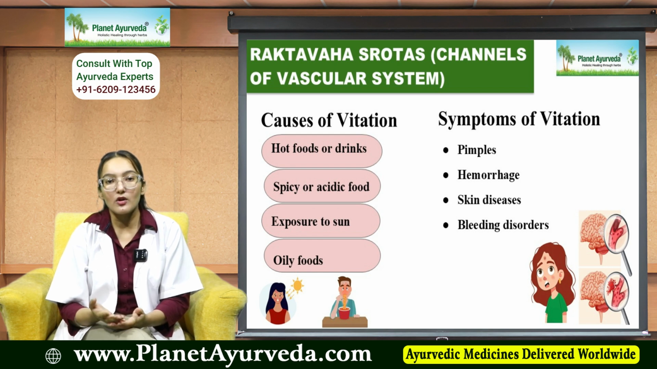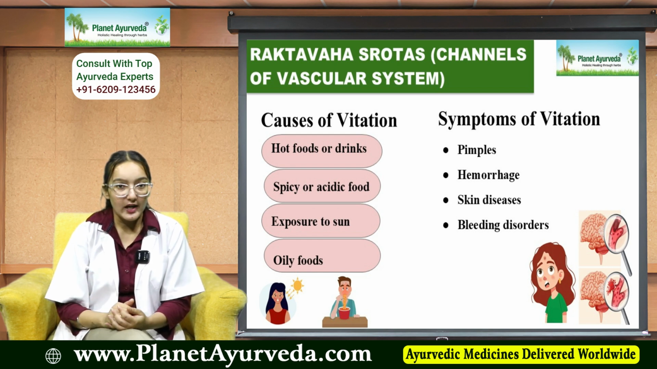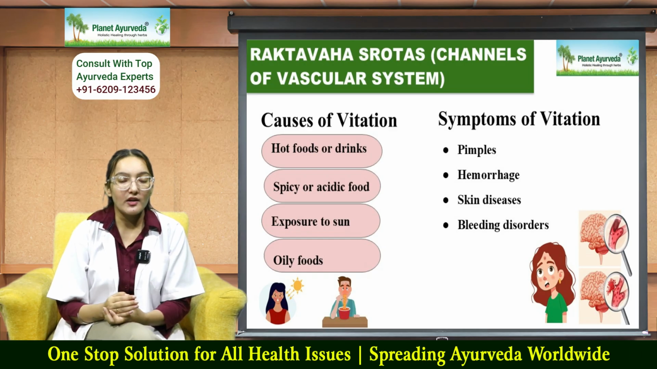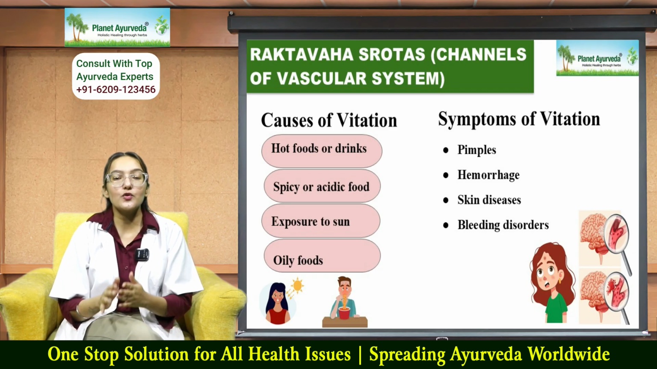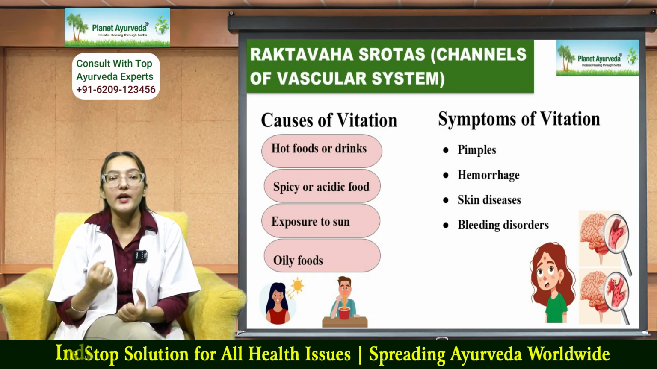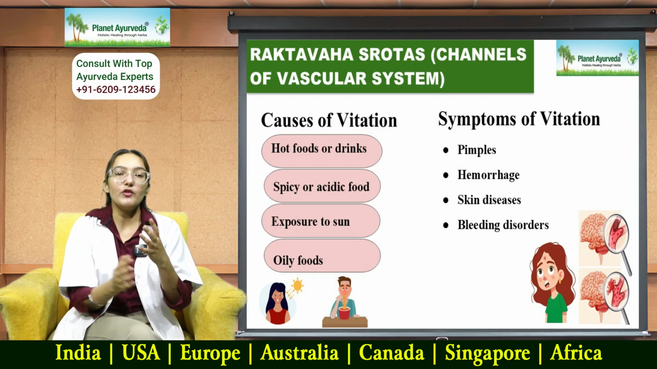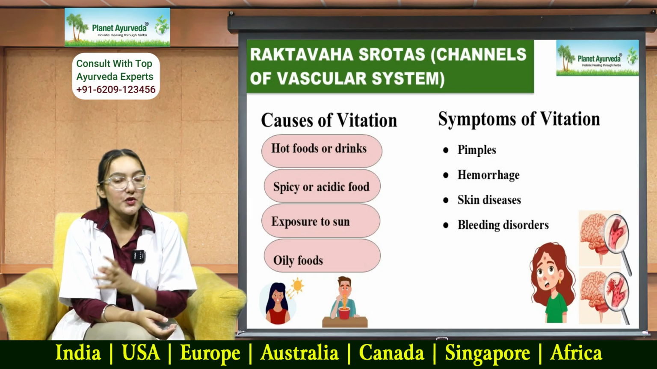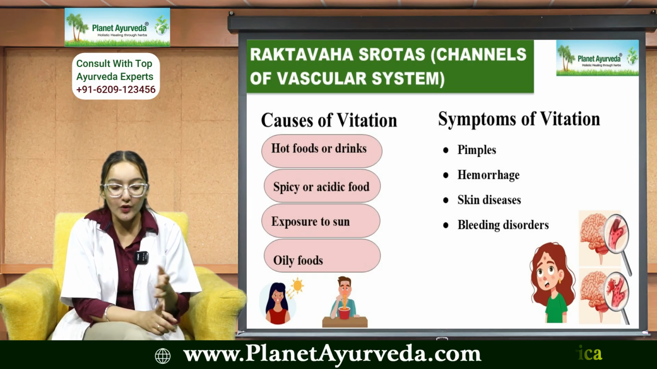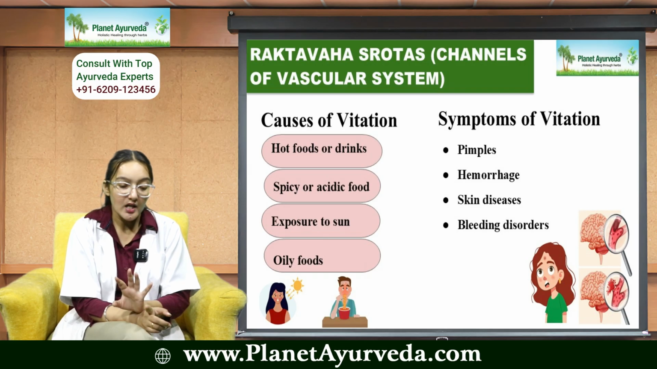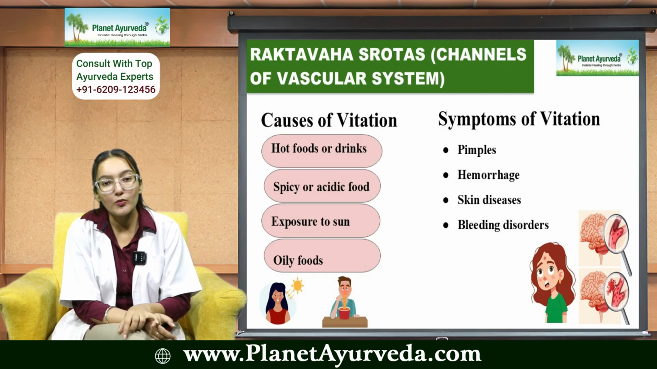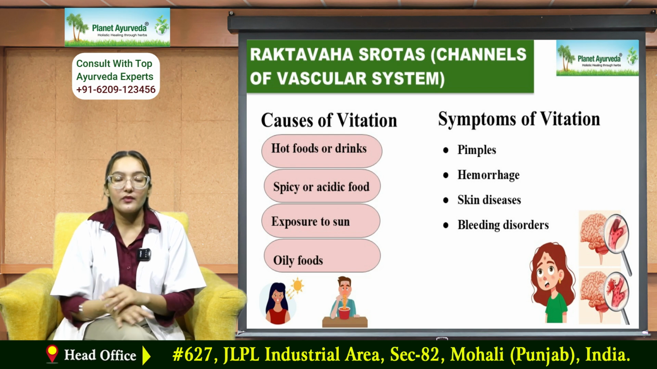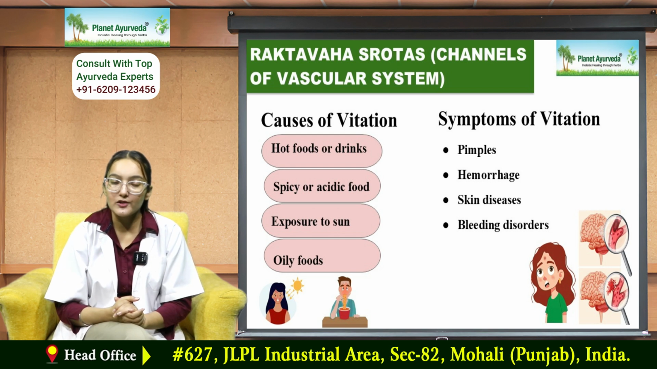Basically, we have to ask the person to avoid sour, salty and pungent food items. We also tell them not to take too much food at once, because it will create toxins in the body, and the endotoxin will also vitiate the Rakta. Hot foods or drinks need to be avoided. Spicy or acidic food needs to be avoided, because these will vitiate the Pitta. Then exposure to sun: a lot of exposure to sun may also aggravate the Pitta.